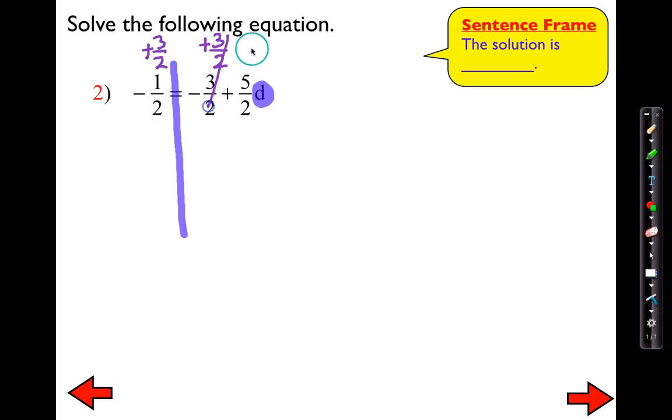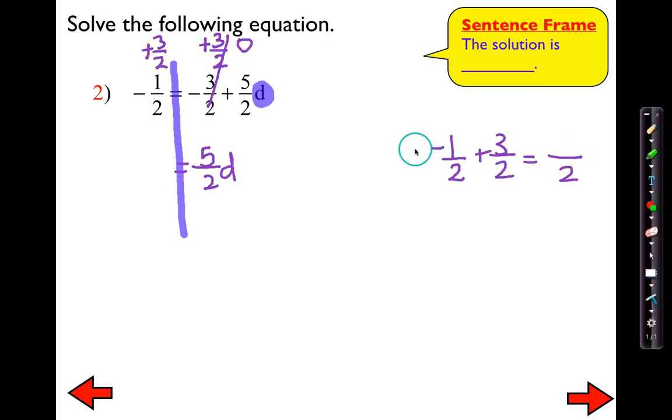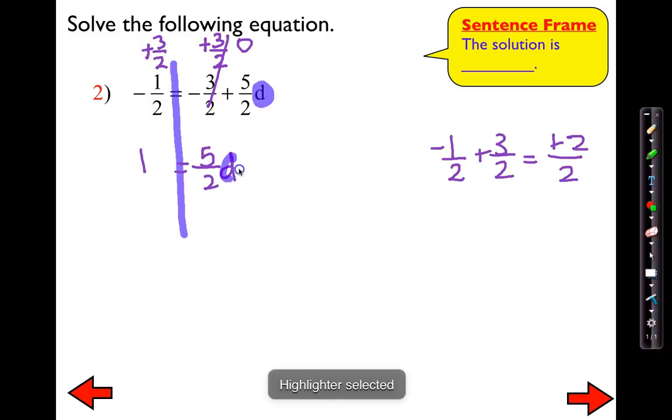This is going to become a 0 because those are additive inverses, leaving me with just 5/2 d equals, now here I'm going to do that off to the side, negative 1/2 plus 3/2. 2 is going to be my denominator. Here, since they're already the same, I'm just going to say there's more positives. 2 to be exact. 2 divided by 2 is just 1.